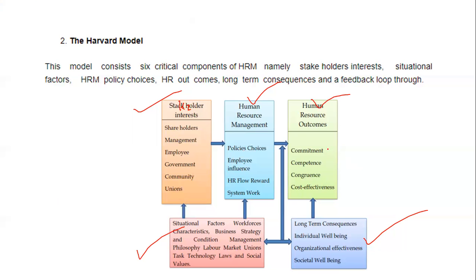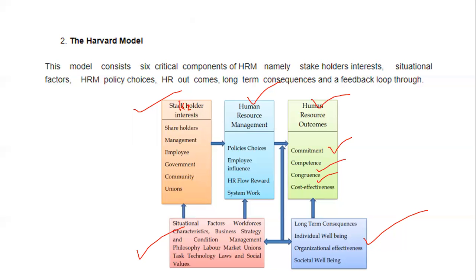Now these outcomes are in the form of commitment, as I said, competence, congruence. Now what do you mean by congruence? Congruence is nothing but the satisfaction which an employee gets after working in an organization. There are many reasons for that. Employees are satisfied because of the culture, the working conditions. So there are many such things.